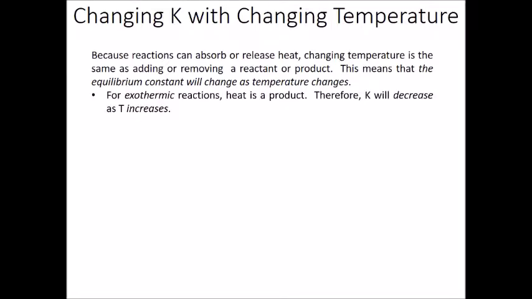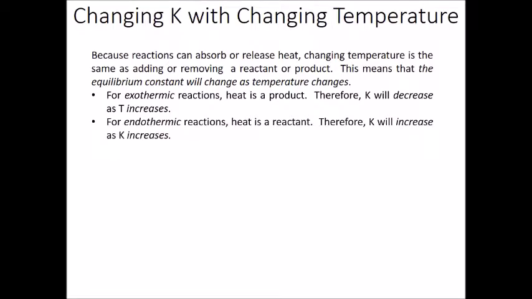For exothermic reactions, heat is a product. It's released. Therefore, K will decrease as T increases. As you increase T, you're adding product, which will suppress the forward reaction. For endothermic reactions, heat is a reactant. Therefore, K will increase as T increases. If heat is a reactant, adding reactants fuels that forward process, which increases K.